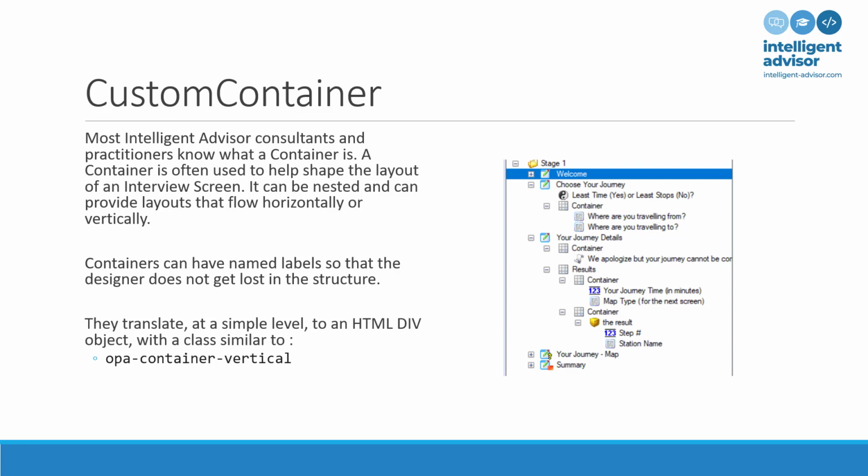But at a basic level, a container is just a box, and it translates roughly to an HTML div, and as standard we'll have a class in CSS that looks like something like OPA-container-vertical or a variation thereof.